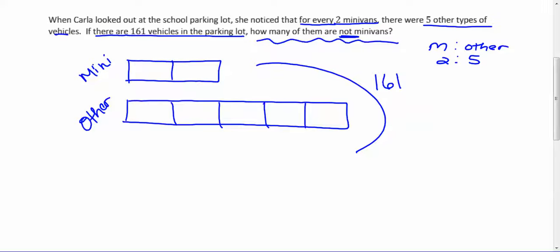Now what I want you to pay attention to is how many units does that encompass, right? How many units does that take up? So 1, 2, 3, 4, 5, 6, 7. 2 plus 5 is 7. So we know 7 total units make up 161. So, hint, hint, you're going to divide those, all right? You're going to find the value of 1 unit by doing that, and then you're going to plug that information into each box, and then you can figure out how many are minivans and how many are not minivans, which is what your question was.